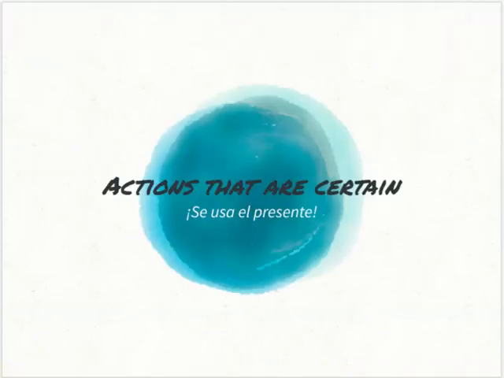For actions that are certain, en español se usa el presente. A lot of times, as English speakers, we over-translate into the future, but in Spanish, they would actually just say the sentence in the present. So let's take a look at a couple examples.